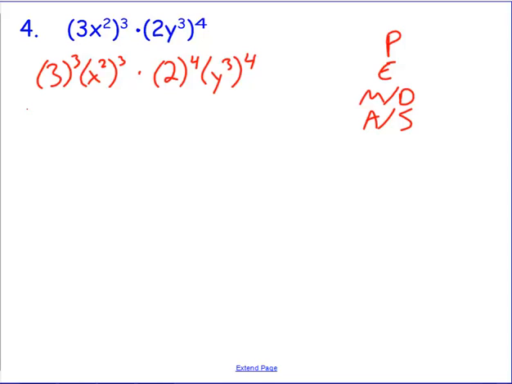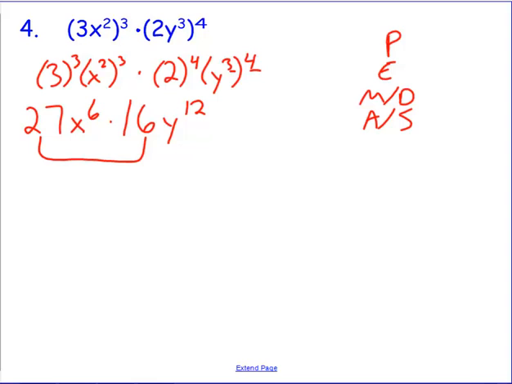3 times 3 times 3 is 27. And I have x squared to the third. Remember, a power to a power, we would multiply those exponents. Then I have 2 to the fourth, which would be 16. 2 times 2 times 2 times 2 is 16. And then I have y to the third to the fourth. And again, a power to a power, we multiply those exponents.